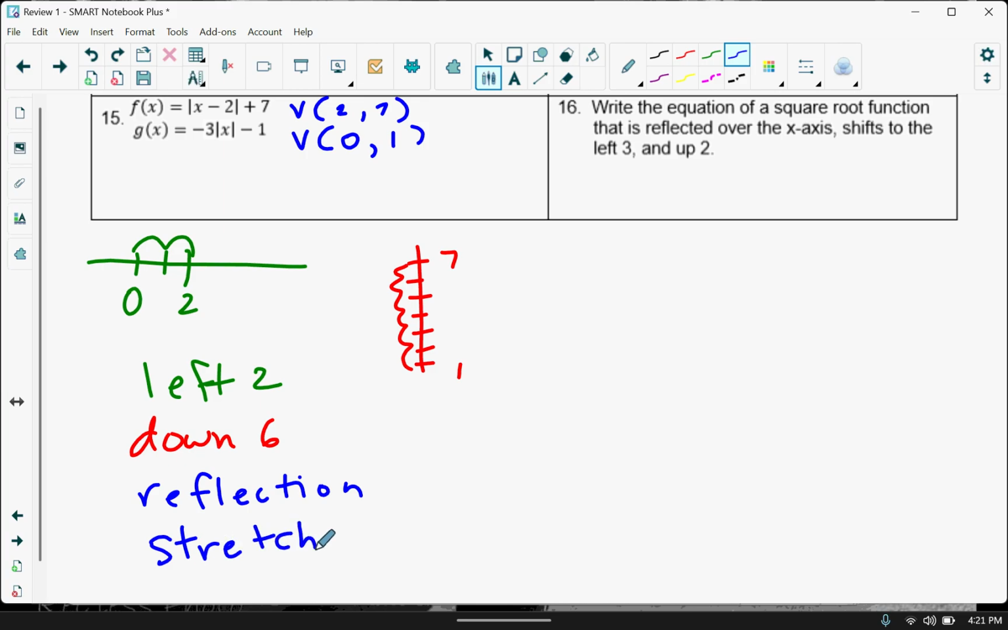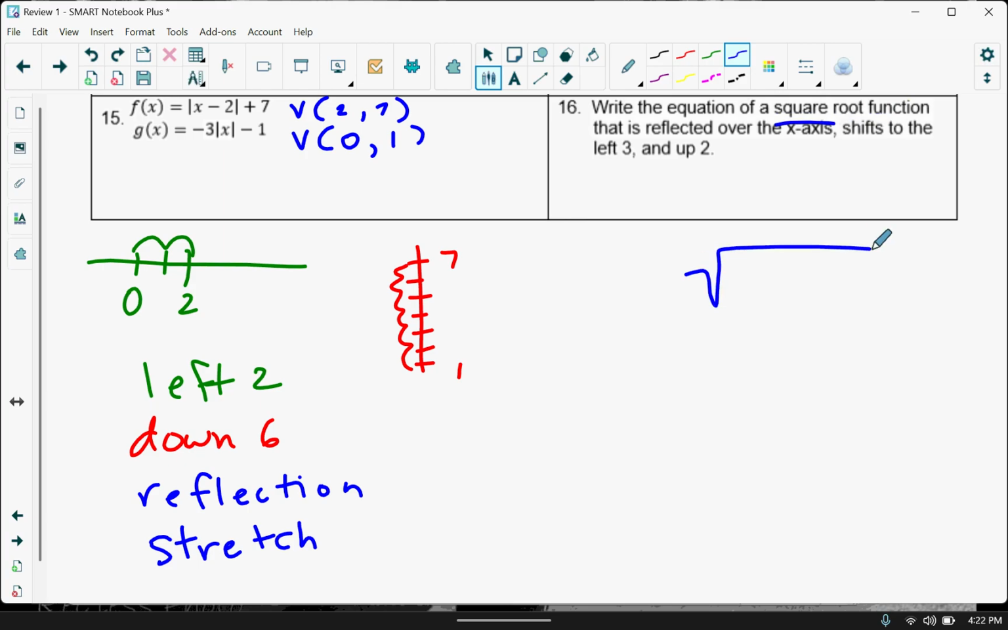Okay, now it says we have to start writing equations. So write the equation of the square root function. It's going to be important to know what's what, because they're spelling it out for you, so you have to just memorize what a square root symbol looks like. So when it says square root, that means a square root symbol.